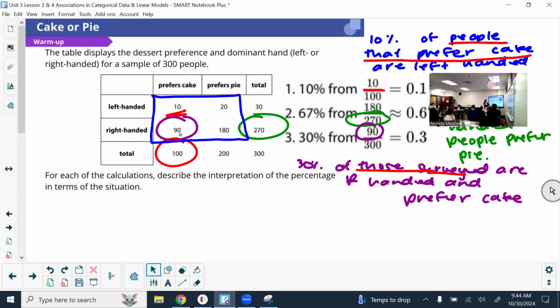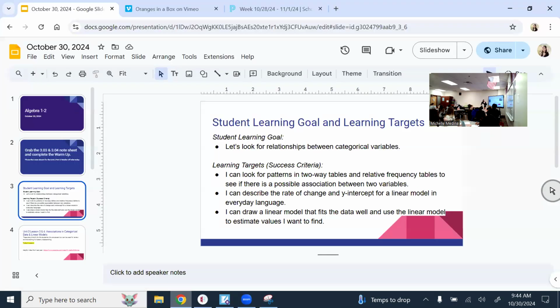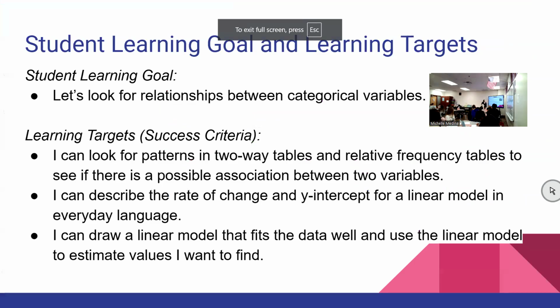So we'll be looking at that today on the front side. It's like a tumble lesson. So the front, we'll just be talking about associations. On the back, we are going to start estimating linear models. So describing rate of change and y-intercepts, and drawing a linear model that fits the data well so that we could use it to estimate other values.